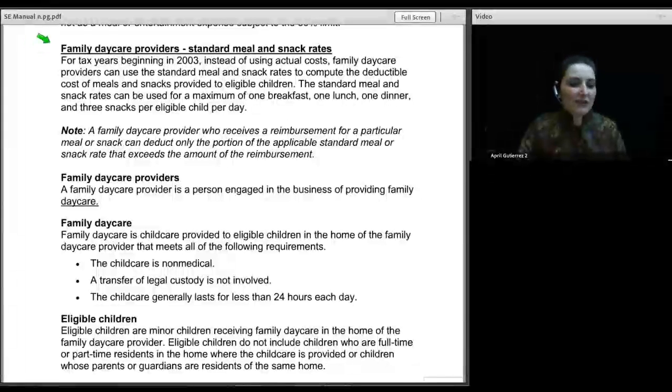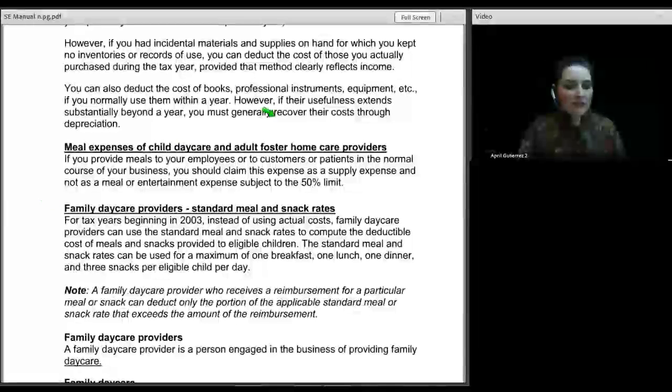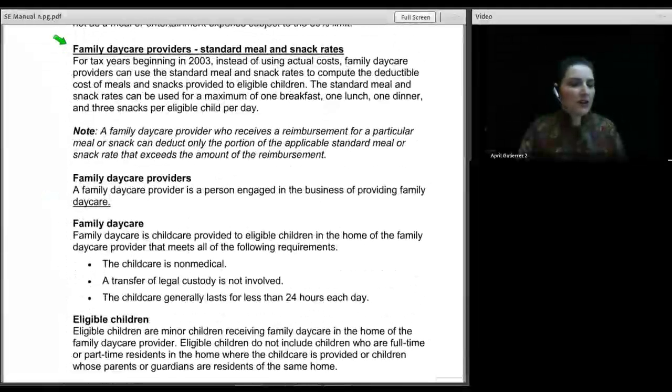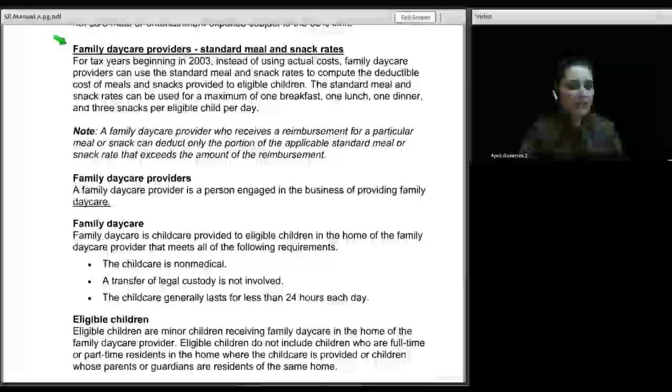All right. So family daycare providers, let's talk about them a little bit. Family daycare providers are not the same as foster care home providers. They are two different categories of business. So what I'm about to talk about applies only to family daycare providers. Beginning in tax year 2003, family daycare providers are allowed to use a standard meal and snack rate rather than the actual cost of the food that they feed the children they're caring for. The standard meal and snack rate can be used for a maximum of 1 breakfast, 1 lunch, 1 dinner, and 3 snacks per eligible child per day.